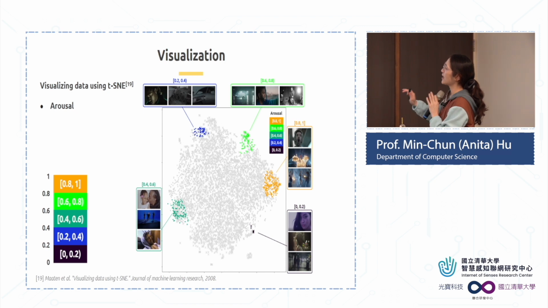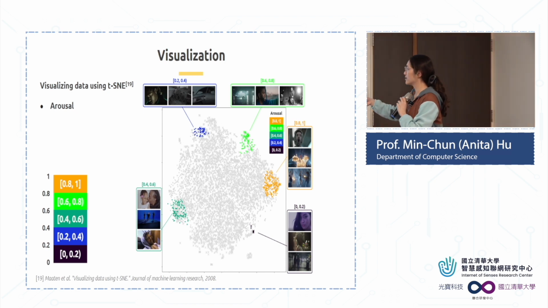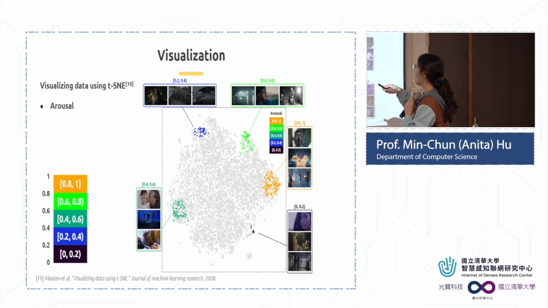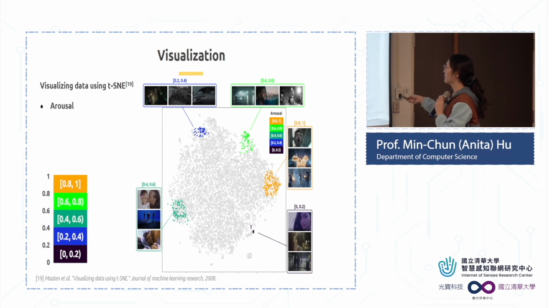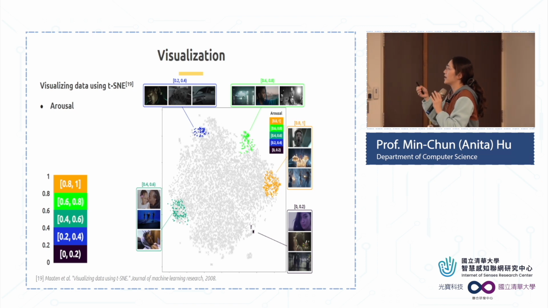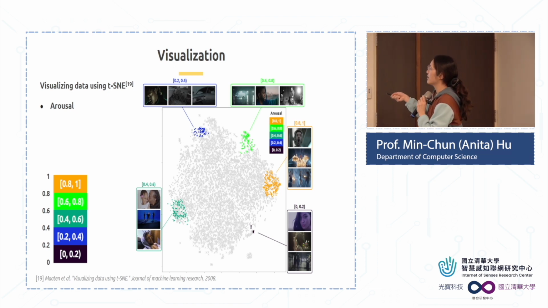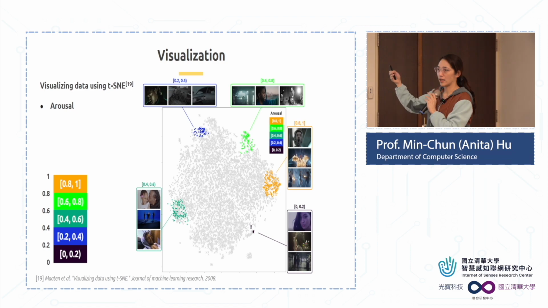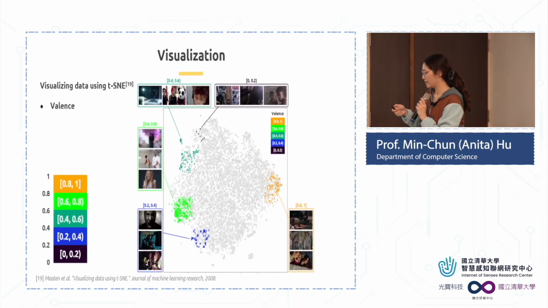And we also visualize the common embedding space. So as you can see, based on our proposed model, the data, the music or the video with very close emotion, they are actually very close in the common embedding space. Okay.